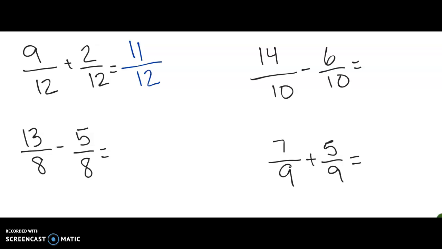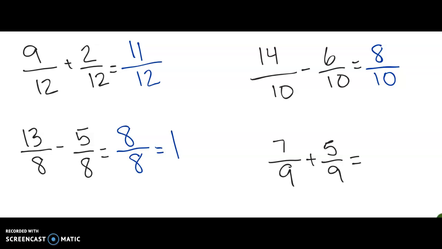Here we have 14 tenths minus 6 tenths. We have 14 minus 6. That gives us 8. Our denominator is the same, so we have tenths. So 8 tenths is our answer. Here we have 13 eighths minus 5 eighths. 13 minus 5 is 8, and our denominator is the same, so we slide it over. So we have 8 eighths. 8 eighths is also equal to 1 whole.